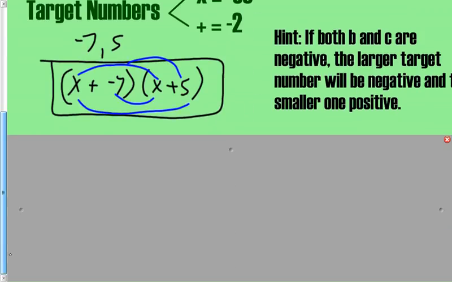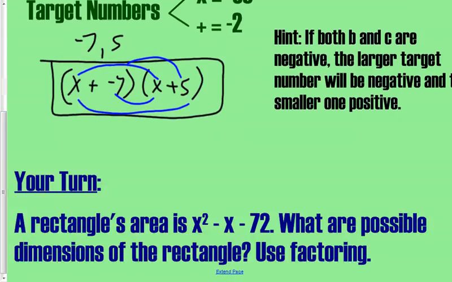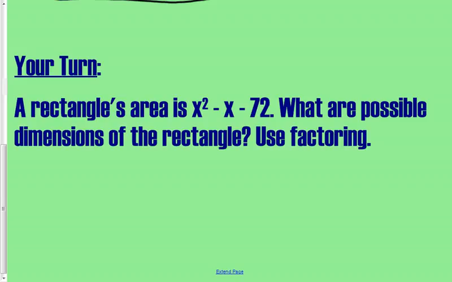So I'd like you to try this one on your own then, very similar. We have a rectangle's area is x squared minus x minus 72. What are possible dimensions for the rectangle? Use factoring. Hint, hint. If there's no number in front of the x, put a 1 there. So go ahead, try it on your own, pause it, and then you can unpause it and see the work.